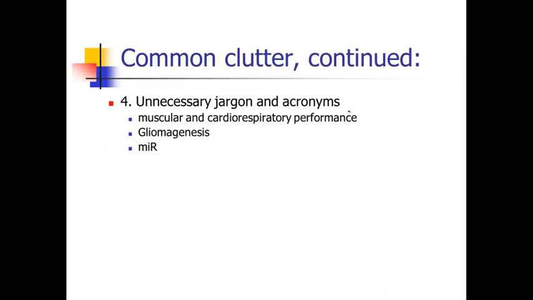Another thing you should be on the lookout for is unnecessary jargon and acronyms. Again, muscular and cardiorespiratory performance would be an example. Gliomagenesis, we saw that in an earlier module. MIR, the use of acronyms. We want to avoid acronyms unless they're really standard and well known throughout science.